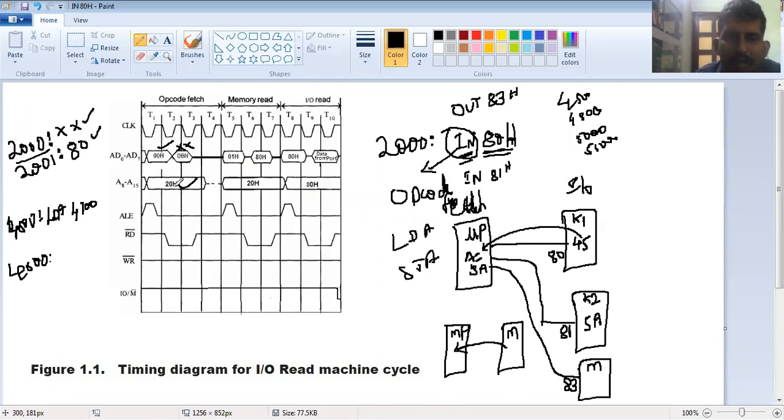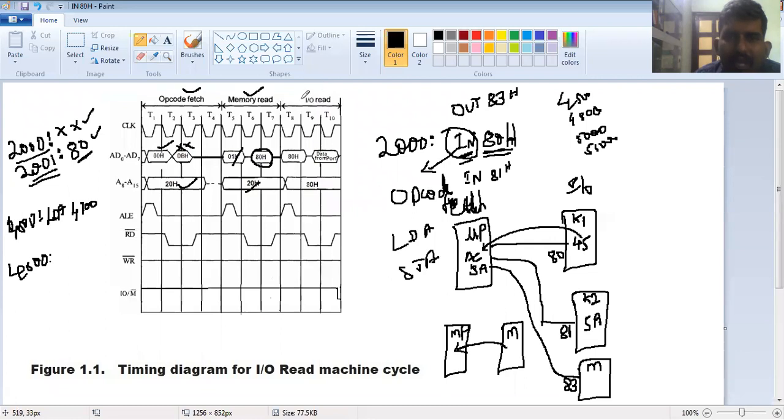Any doubt up to this, opcode fetch? Okay. Then next, at 2001, 80 is the value available. Okay, let it be. So I hope you are reading this address 2001. So memory read, opcode fetch, memory read is over.